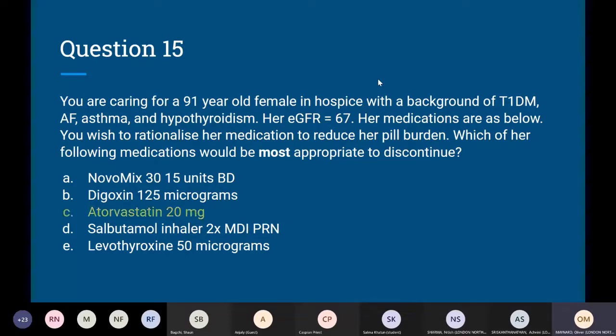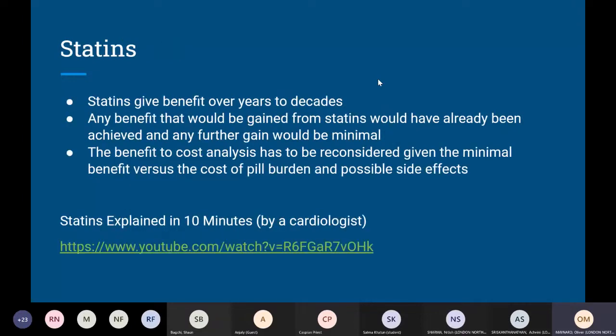So I would say atorvastatin is probably the most appropriate to stop. The reason for this is that statins give you benefits over years to decades, more decades really. And any benefit that she would have gained has most likely already happened by now. And the small amount of benefit she would be gaining is probably at too high a cost for the pill burden.